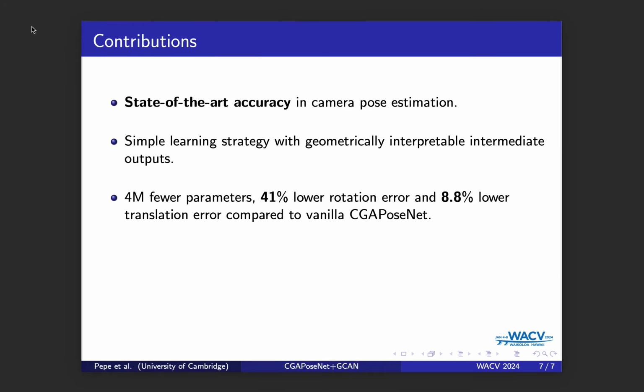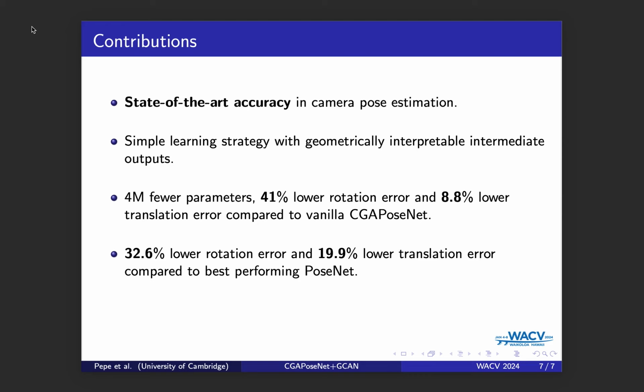This has been done with a significant improvement compared to vanilla CGAPoseNet, not only in terms of lower rotation and translational error, but also with 4 million fewer parameters, as well as with an improvement over the best performing PoseNet strategy, reducing the rotational error by 33% and the translational error by 20%.